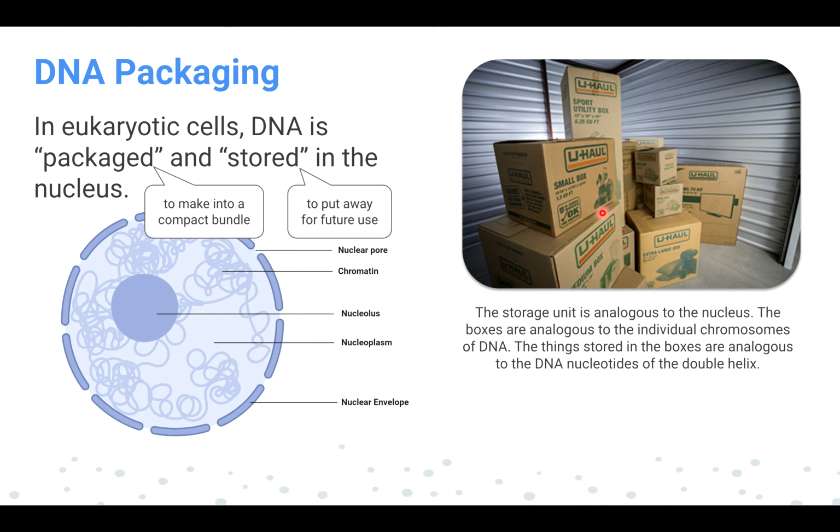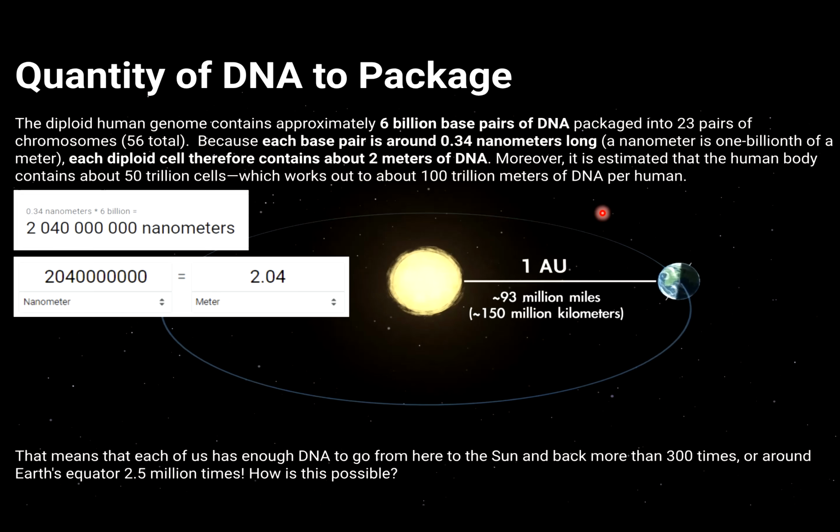In eukaryotes, DNA is packed and stored in the nucleus. Regarding the quantity of DNA to pack, the diploid human genome contains approximately 6 billion base pairs. Imagine. And all these 6 billion base pairs are packed into 23 pairs of chromosomes. So total 46. Because each base pair is around 0.3 nanometer long, each diploid cell therefore contains a minimum of 2 meters of DNA.